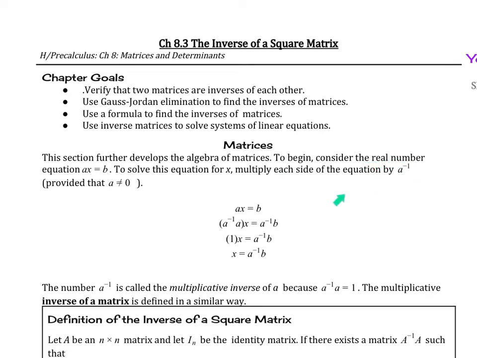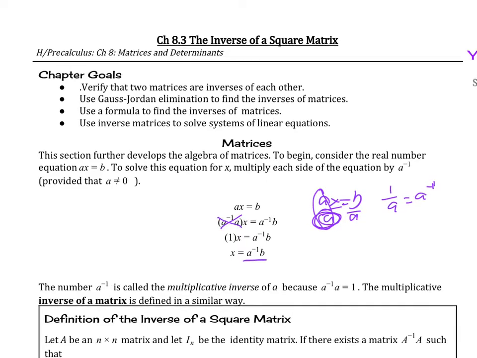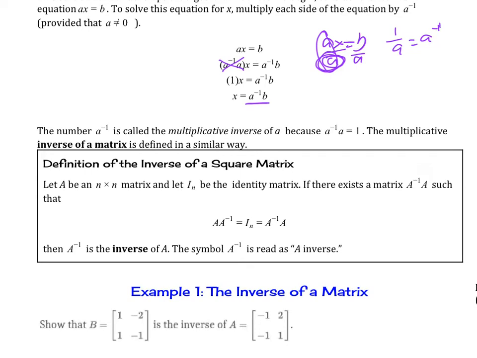To begin, we're going to look at the real number equation ax = b. When we solve it, we multiply by a raised to the negative 1. When we solve ax = b, we think about dividing, and remember that dividing is multiplying by 1 over a, or a to the negative 1. So that cancels it out, and we get x equals a to the negative 1 times b. The number a to the negative 1 is called the multiplicative inverse of a because a inverse times a is 1. The multiplicative inverse of a matrix is defined in a similar way.